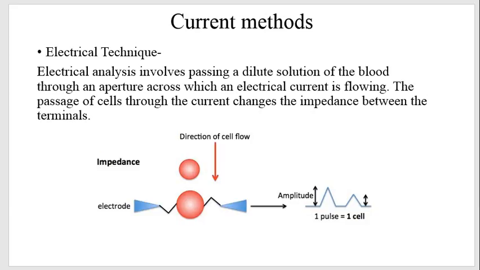More or less we assume the cell to be a sphere, and that's why we consider the width as a more important point than the height, because amplitude may vary with the noise but width cannot vary with the noise. So that's why electrical techniques are more precise as compared to other techniques.